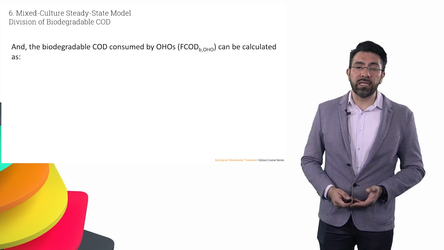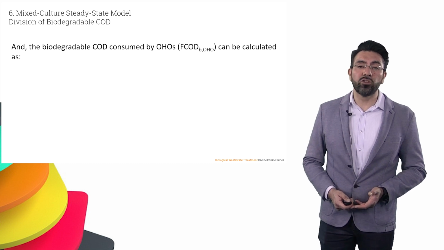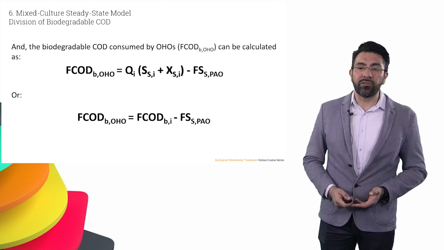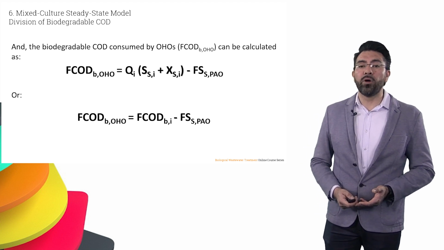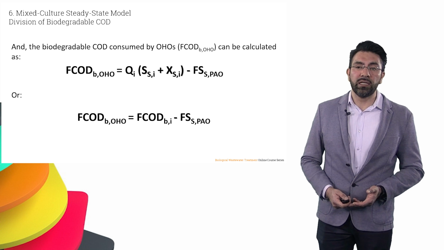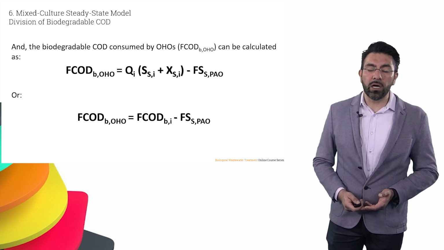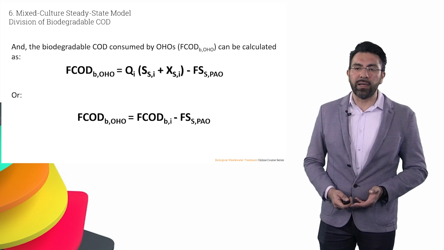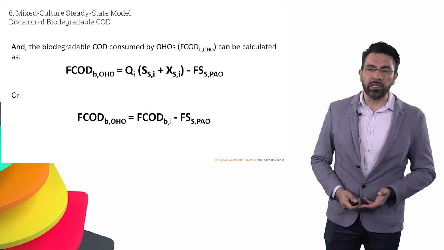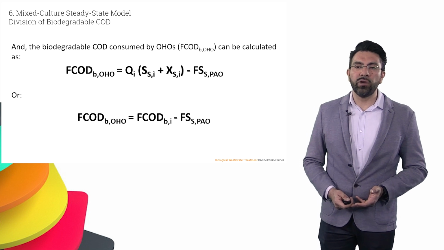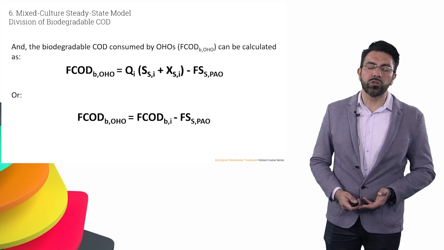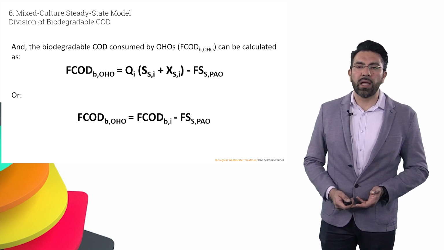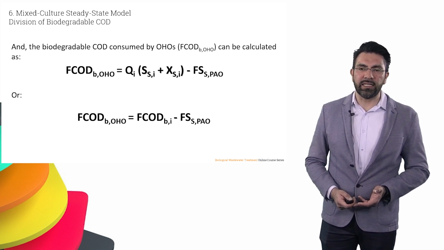And since we know already what is the amount of biodegradable COD that the PAOs can consume, by difference, we can estimate how much is the amount of biodegradable COD that the OHOs will consume. Because since the total biodegradable organics can be consumed either by the PAOs or by the OHOs, then if we know already what is the flux that the PAOs consume, then we can subtract that amount from the amount of biodegradable organics that we had initially in the system.